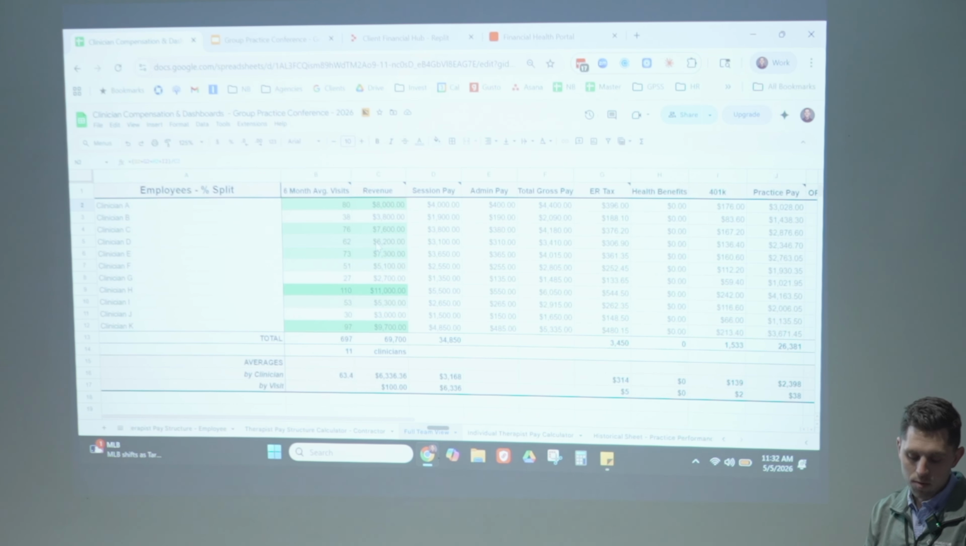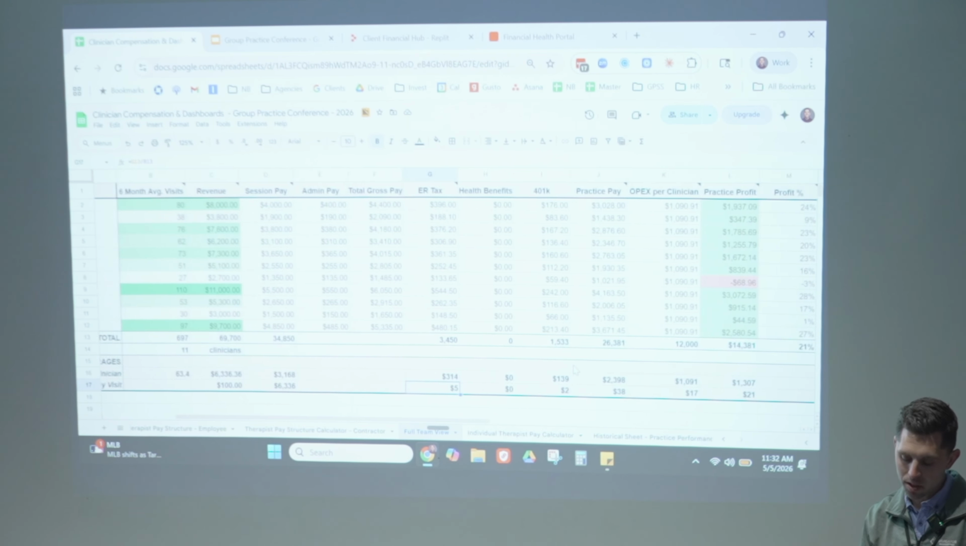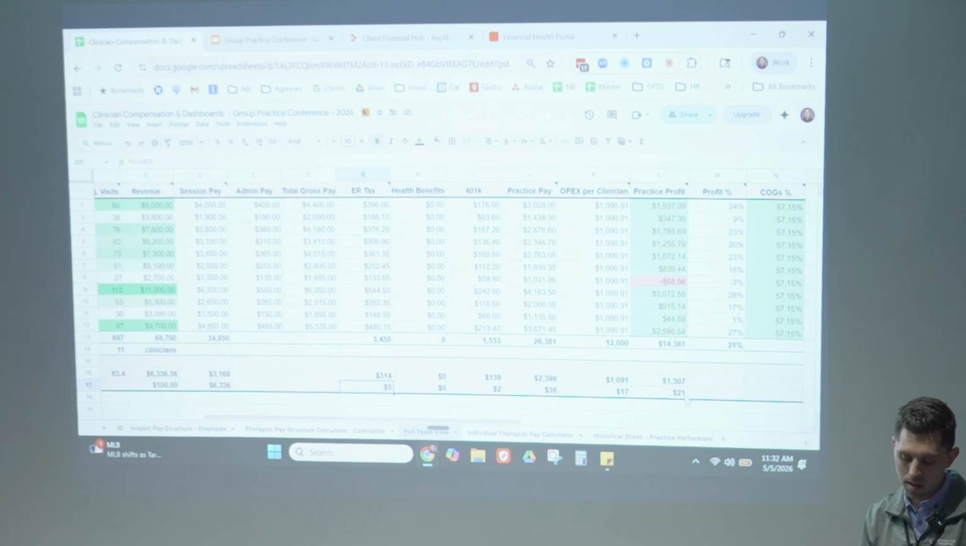So that's the full view, and then just one or two other things to look at on the bottom here. There's a bunch of averages. So you can see dollars per visit, so you can figure out what's your average rate of reimbursement or session fee. And then over here you can see averages per visit per clinician. So this is like $21 of profit per session.